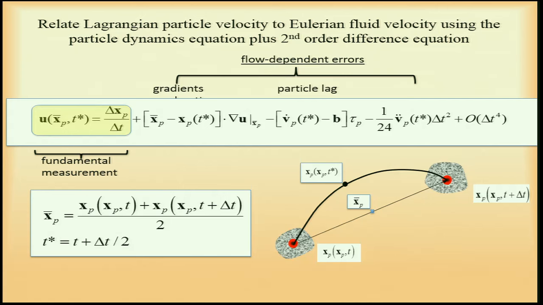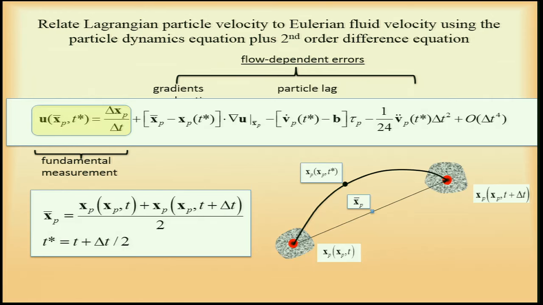Okay, so we actually have to think about the fact that experimentally we're measuring the displacements of particles, and those are Lagrangian displacements. But we usually want to assign that to an Eulerian measurement at a certain point. And so, as I said, we use the midpoint.